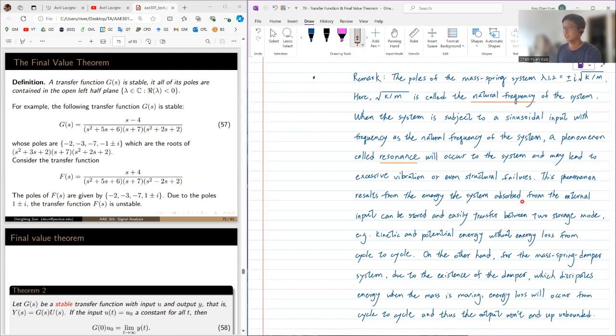This phenomenon results from the energy the system absorbs from the external input being stored and easily transferred between two storage modes, such as kinetic and potential energy, without energy loss from cycle to cycle. On the other hand, for the mass spring damper system, due to the existence of the damper, which dissipates energy when the mass is moving, energy loss will occur from cycle to cycle, and thus the output won't end up unbounded.